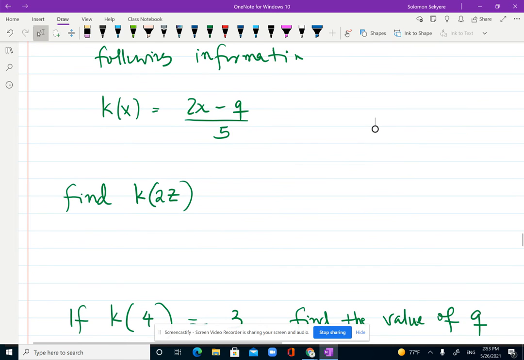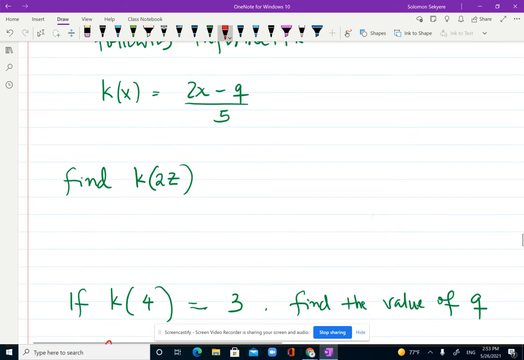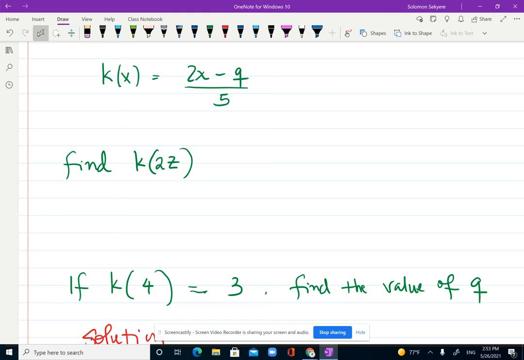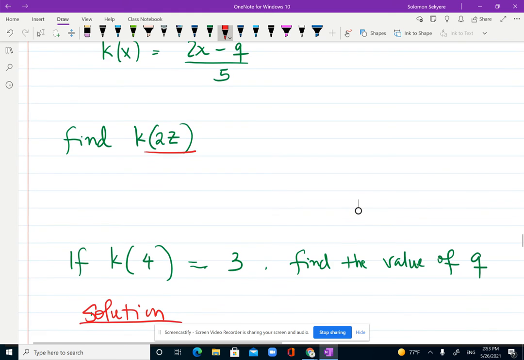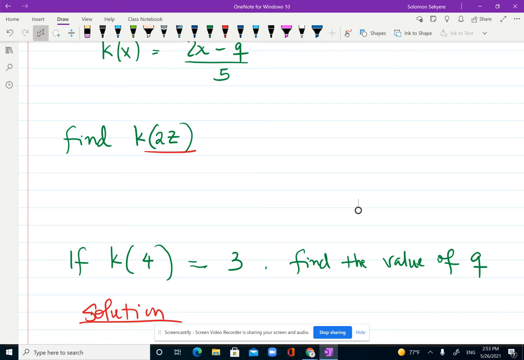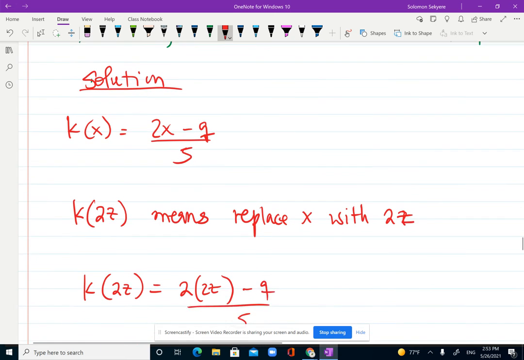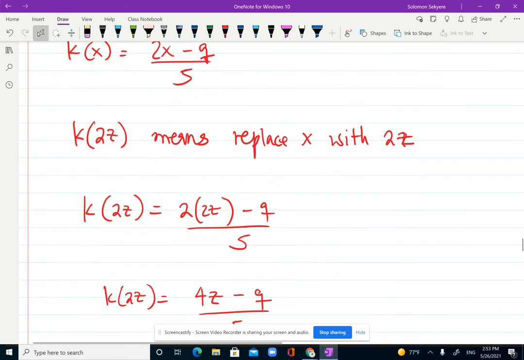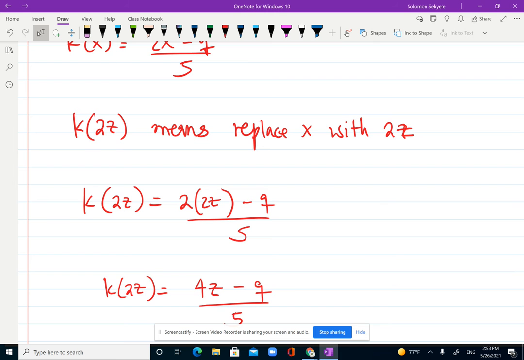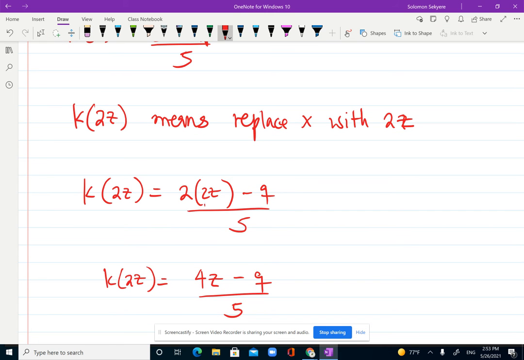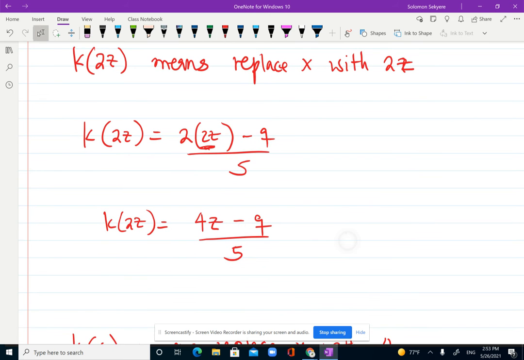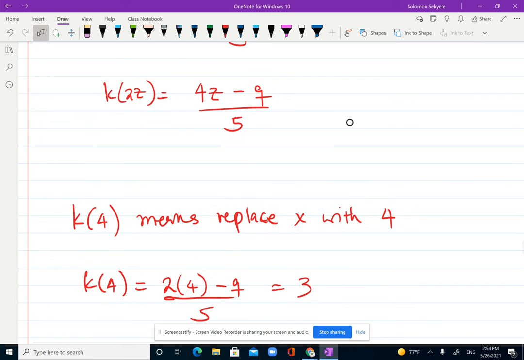Here's the next example. We have k of x. K is a function of x, and it's equal to 2x minus q over 5. First one is find k of 2z. How do you do that? Okay, k of 2z, that means wherever there is x, place 2z. Okay, so that's it. That's your solution right there. Wherever there is x, I put 2z there. I open the parenthesis, and then that's your answer.